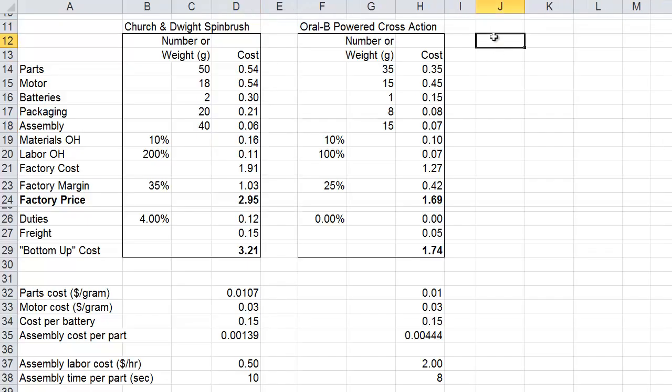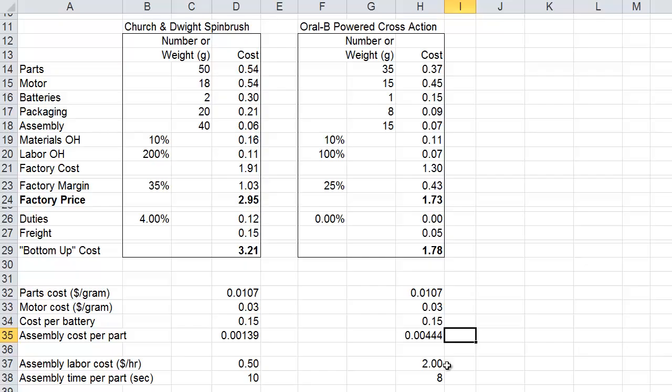And what I did is it turns out the Oral-B product is actually made in Mexico, and so some of these cost parameters are going to be different. Now I'm going to use the same number for the costs of the parts, and the same number for the cost of the motor, and the same number for the cost of the battery, because those things are based largely on materials, tooling, and the use of equipment, which don't vary much according to geography. But the assembly costs are going to be quite a bit higher in Mexico.